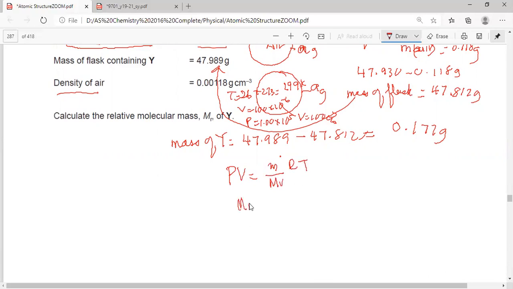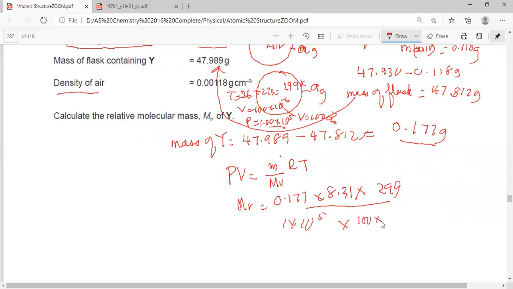So Mr here equals, what's the mass? Mass of Y here, 0.177 times 8.31 times temperature of 299 over, what's the pressure? Pressure here is 1 times 10 to the power of 5 times the volume, given there, 100 times 10 to the power of minus 6. If you work it out by yourself later, I'm sure you will. It's about 43.98. So you can see the different ways they are being asked.